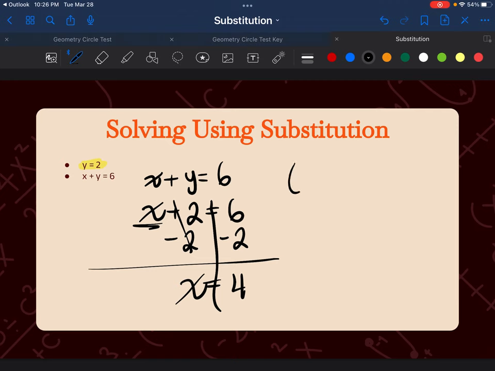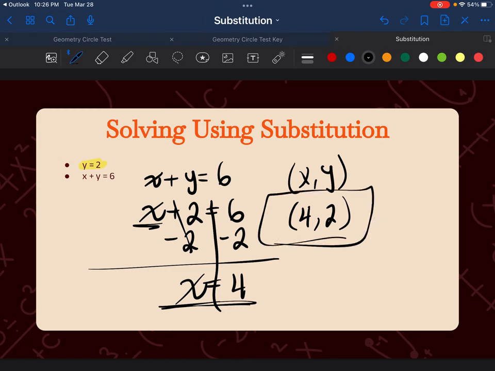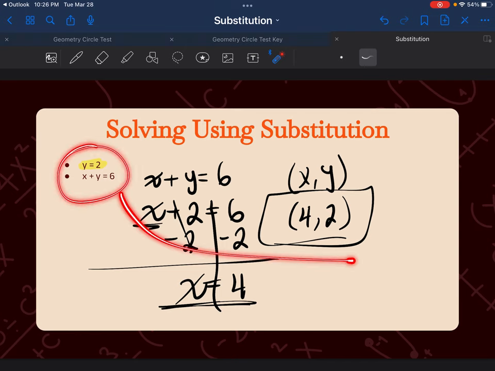Now, just like we did in graphing, my answer has to have an x and a y. We just said that x is equal to 4, so instead of writing x, we're going to write 4. And according to my first equation, y is equal to 2. So y is going to be 2. And that's my answer. My solution for these two linear equations is 4, 2.